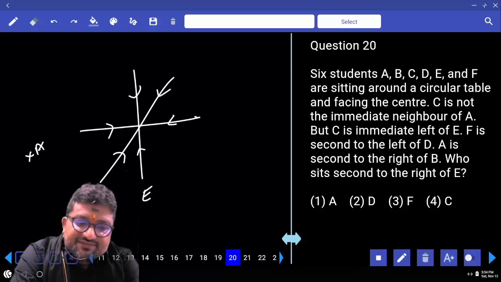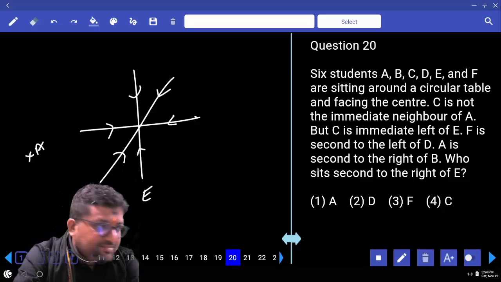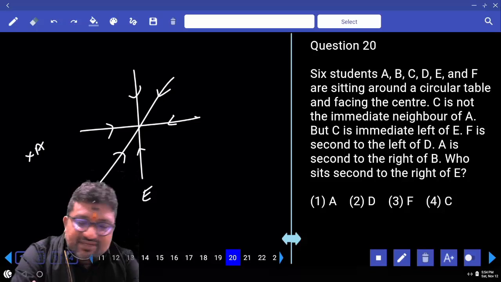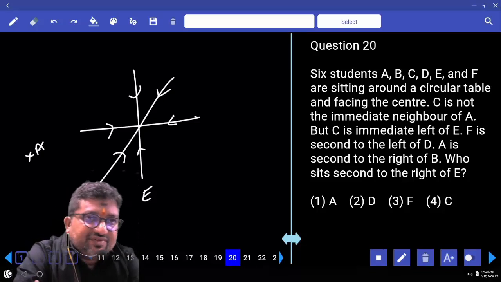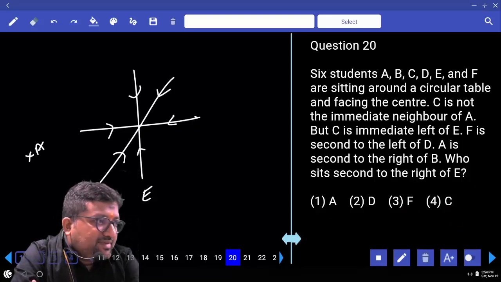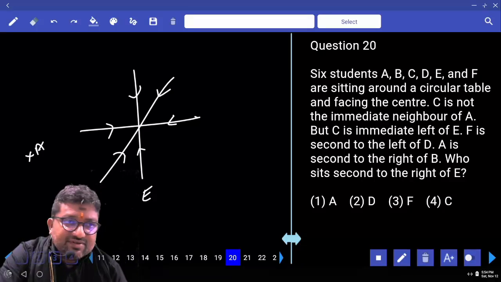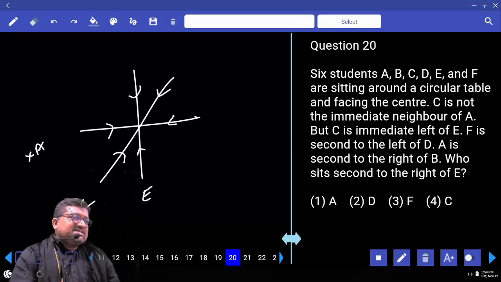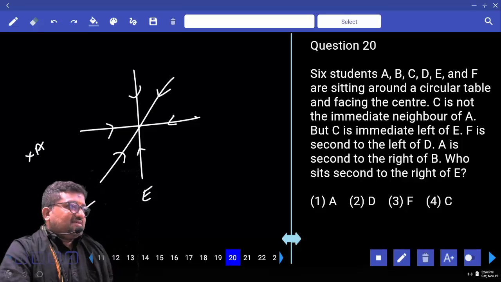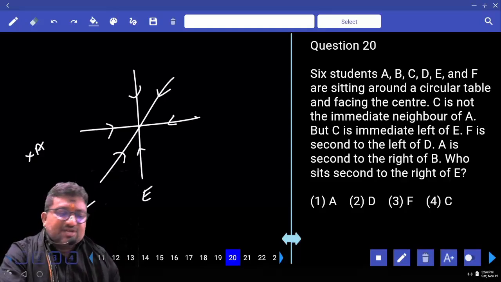F is second to the left of D. A is second to the right of B. When I say A is second to the right of B, can I say that B is second to the left of A? Yes or no? I can consider it so, because both are facing the same direction. If I am sitting to your right, then you will be sitting to my left. So I'll take B is second to the left of A.